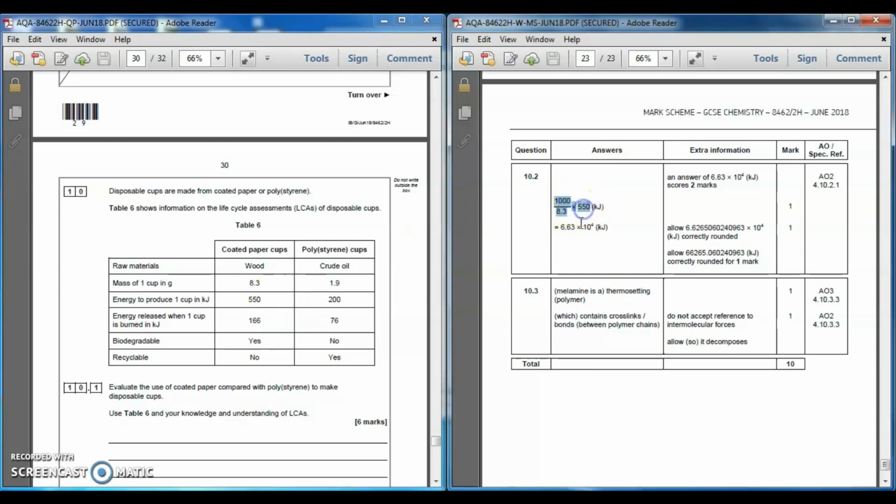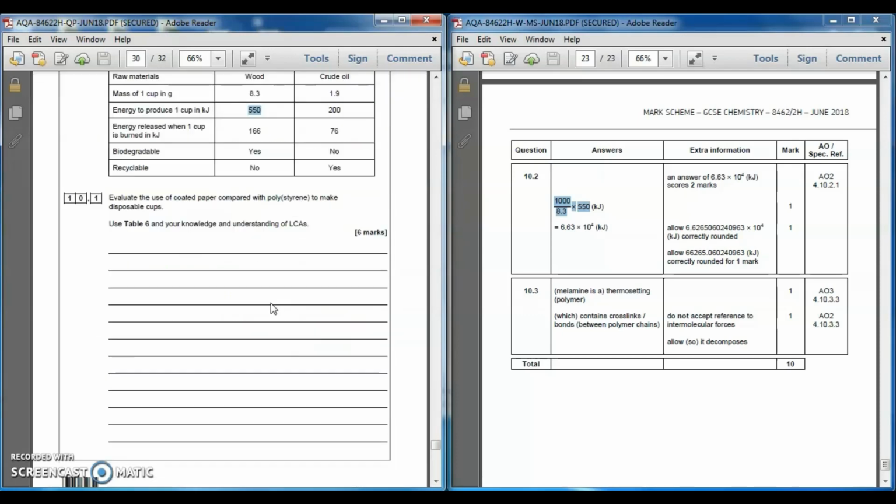1,000 comes from converting the grams into kilograms. The 8.3 comes from the mass, and the 550 comes from the energy, which means that you should come out with a number of 6.63 times 10 to the 4. Okay. So there are several different ways that you can get to the number depending on how you approach the problem, and I don't really care how you do the maths to get towards it. The problem that a lot of people might have come across is neglecting to include one of the particular numbers from the bits of information.